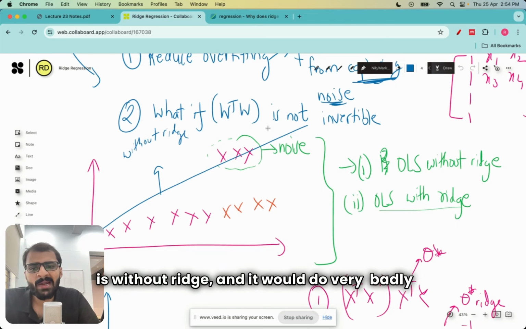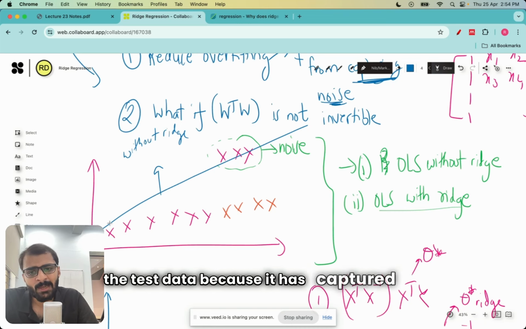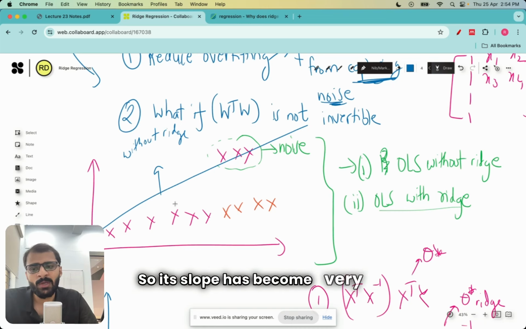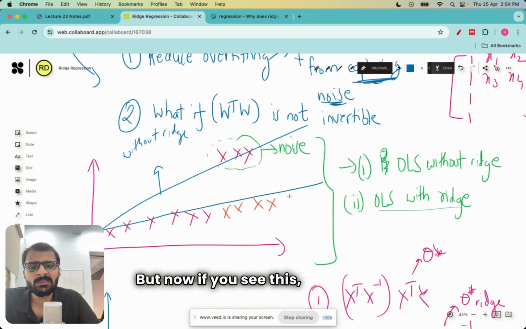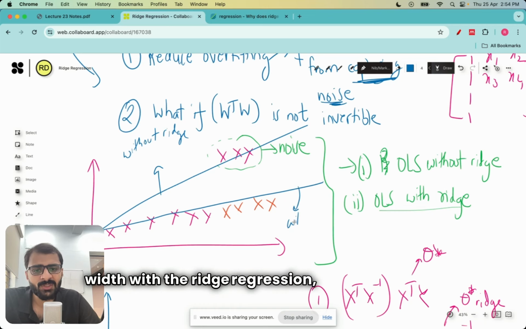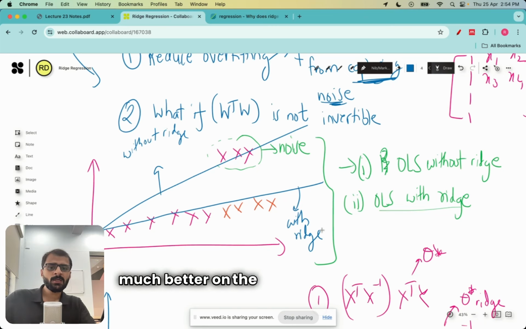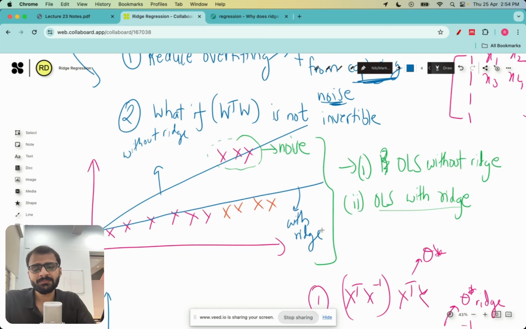And it would do very badly on the test data because it has captured noise. So its slope has become very high. But now if you see this, which is my hypothesis with the ridge regression, it will actually do much better on the testing data as well.